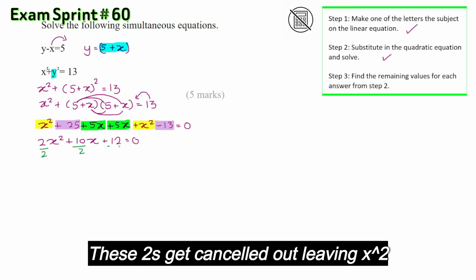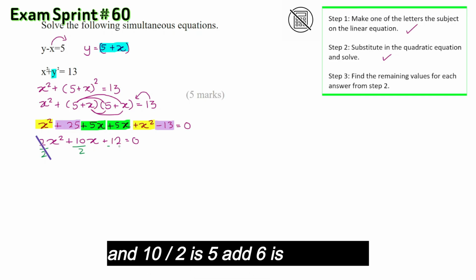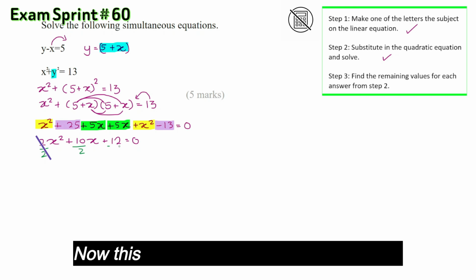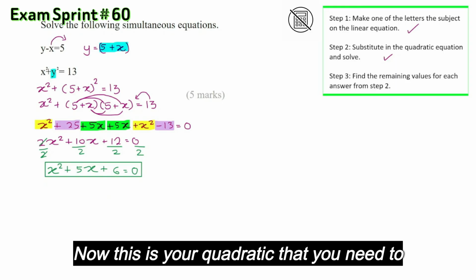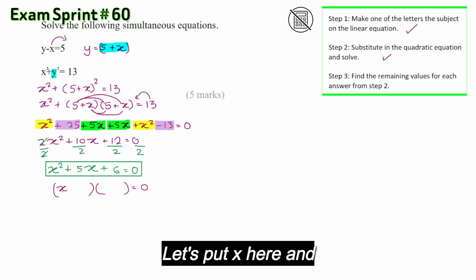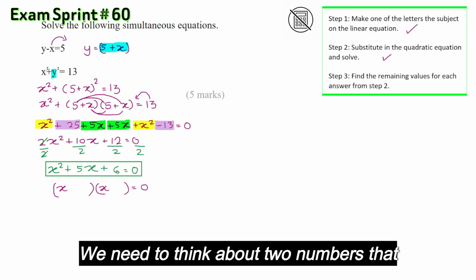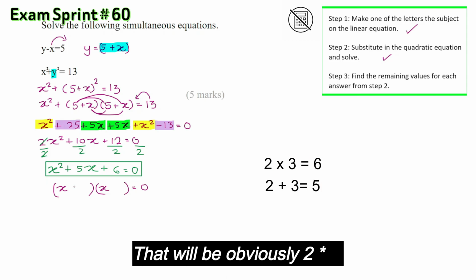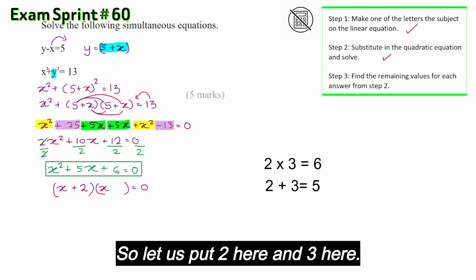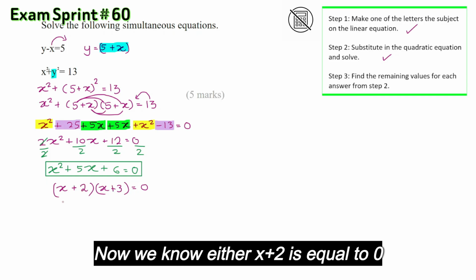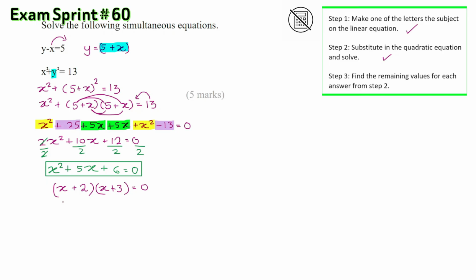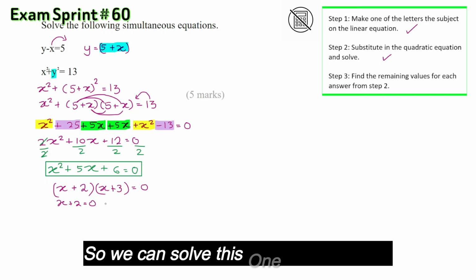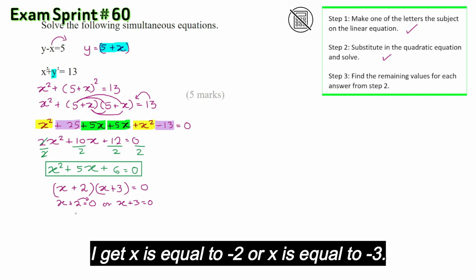These 2's get cancelled out, leaving x squared. Add 10 divided by 2 is 5. Add 6 is equal to 0. Now this is your quadratic that you need to factorize and solve. Let's put x here and x here. We need to think about two numbers that multiply to give 6 but add to give 5. That will be obviously 2 times 3. So let's put 2 here and 3 here. Now we know either x add 2 is equal to 0 or x add 3 is equal to 0. So we can solve this one. So I get x is equal to negative 2 or x is equal to negative 3.